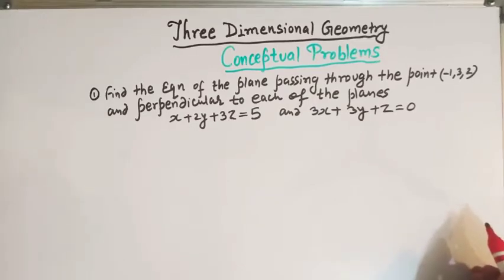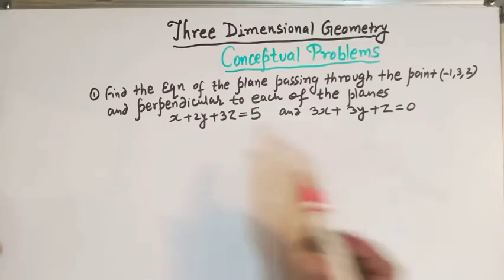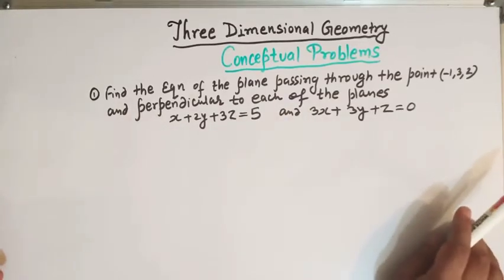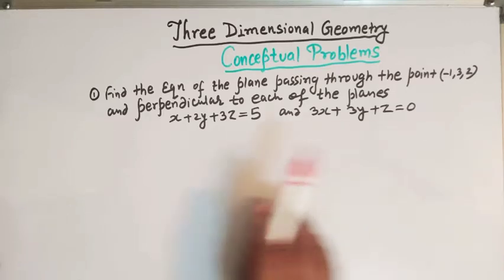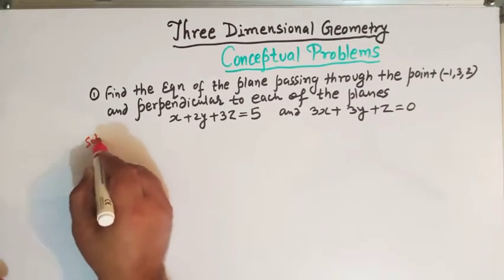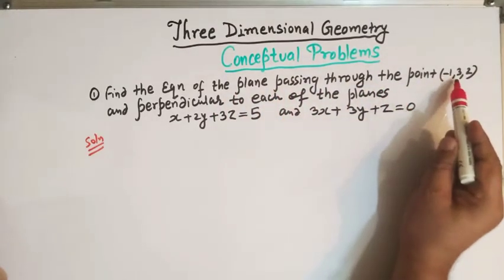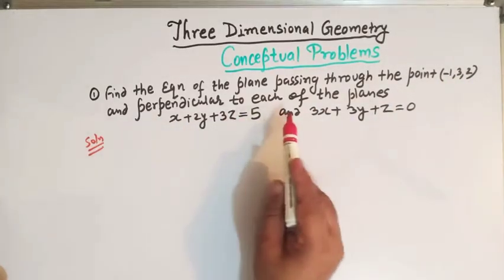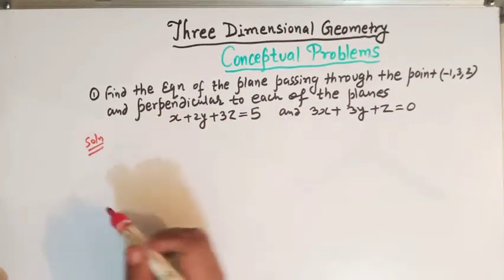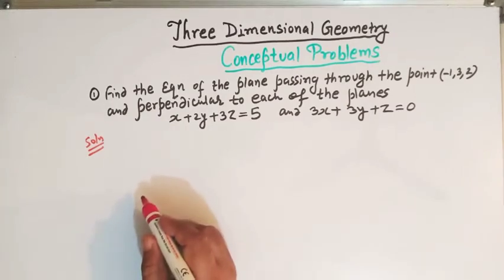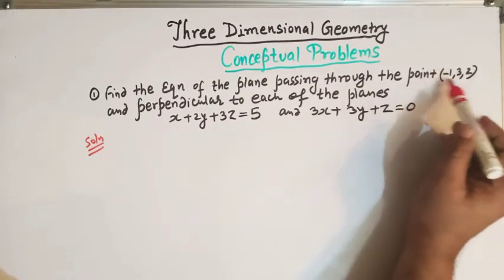Hello viewers, in today's lecture we are going to take up some conceptual problems on three-dimensional geometry. So here we'll take up problems involving plane and line, right? So the first problem is we have to find the equation of a plane passing through the point -1, 3, 2 and perpendicular to each of the planes. So here we have to find the equation of a plane which passes through this point.